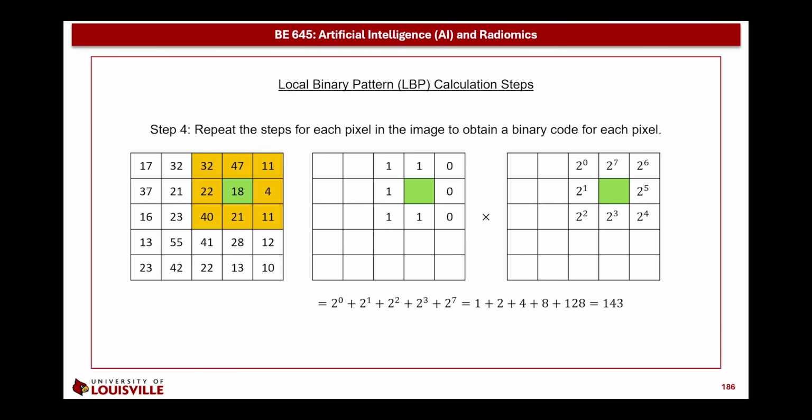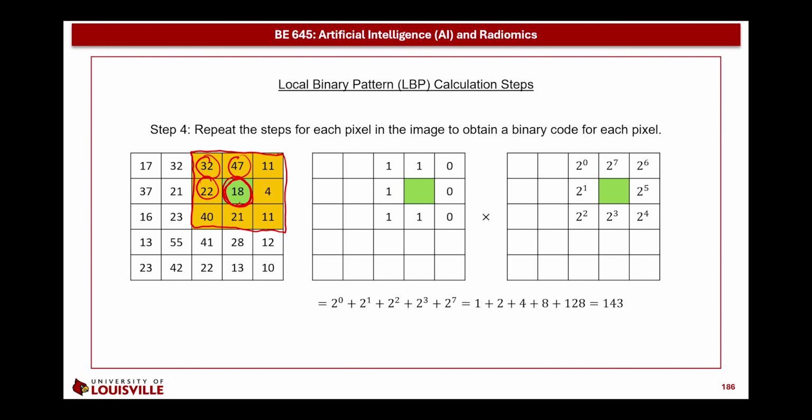Then you will need to repeat these steps for each pixel in the image. So for example, 18 here in the original image will be replaced by a certain value. This value can be obtained first by getting the binary code. So you need to build a 3 by 3 neighborhood, and based on that threshold you need to set the binary code.